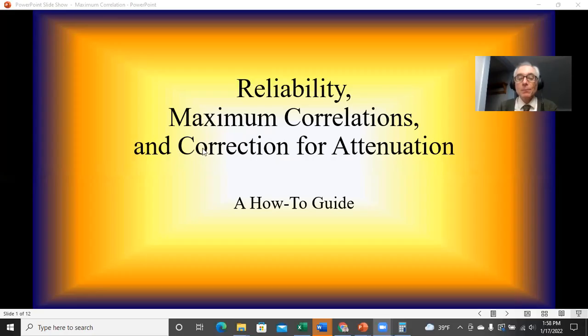Well, hello. Our topic for the day is the rather specialized one of estimating the maximum possible correlation between two variables and the closely related subtopic of making a correction for the attenuation imposed on these correlations by reliability. That was a mouthful. I hope all becomes clear as we proceed. So let us proceed. Again, this is primarily intended as a how-to guide to the basics, but also will include the underlying concepts and why this might possibly matter.